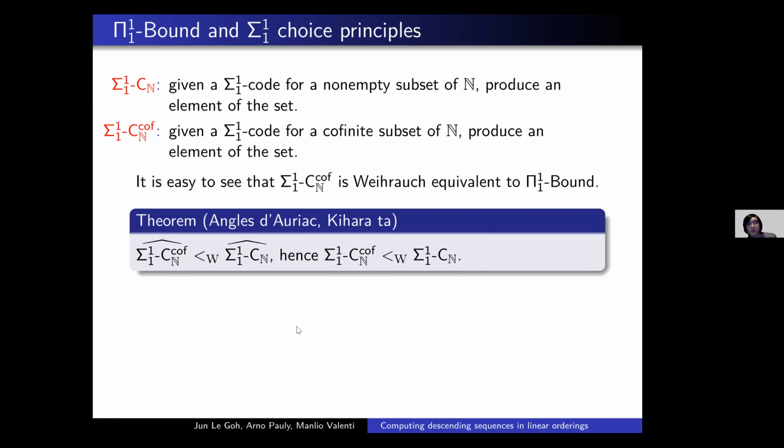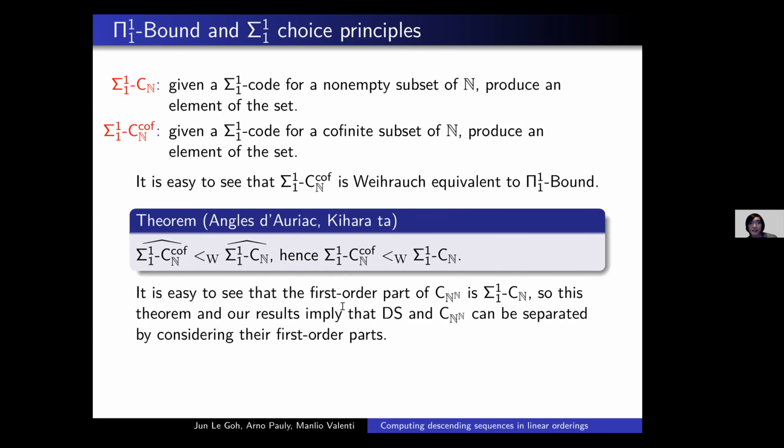Okay, so why do I bring this up? What does this have to do with DS at all? The reason is that this sigma 1 choice on the natural numbers, it's easy to see that this is actually the first order part of choice on Baire space. So in this separation here, what we have on the right-hand side is the first order part of choice on Baire space. The left-hand side is the first order part of DS. So this tells us that DS and choice on Baire space can be separated by considering their first order parts.